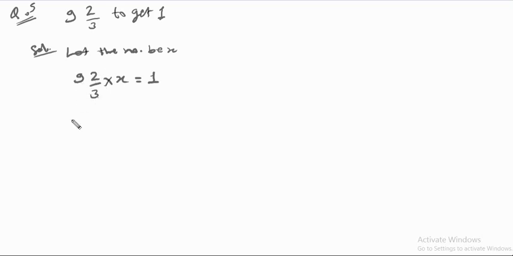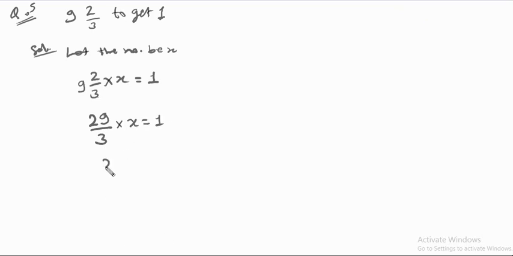9 3s are 27 plus 2, 29. So 29 upon 3 into x is equal to 1. It is 9 2/3, right? Into x is as it is equal to 1.